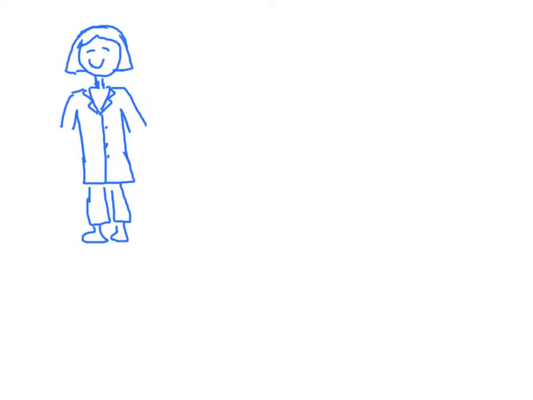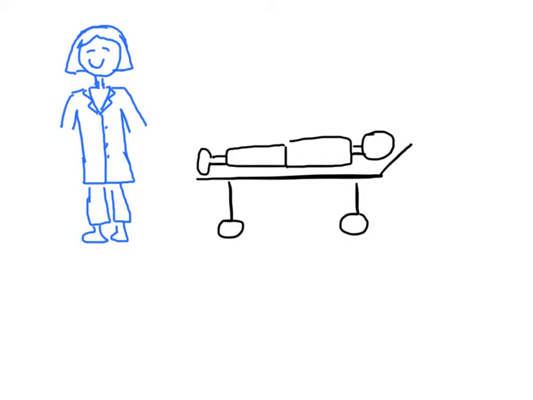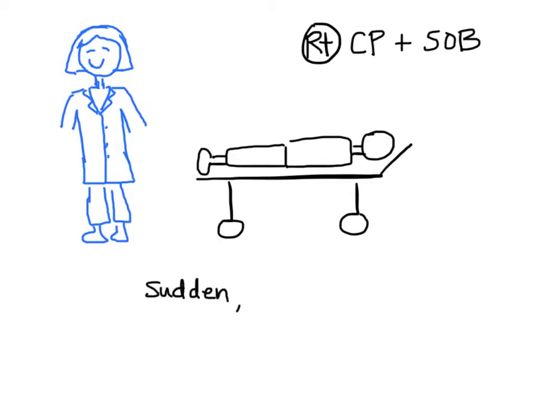You are working in the emergency department. Your next patient is a 25-year-old male who complains of sudden onset right-sided chest pain and shortness of breath. He said that this pain started suddenly while he was sitting, and he found it very difficult to breathe. He describes the pain as sharp and worse on inspiration.